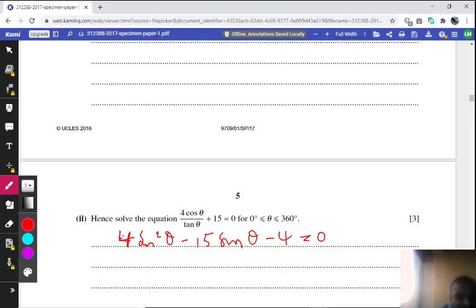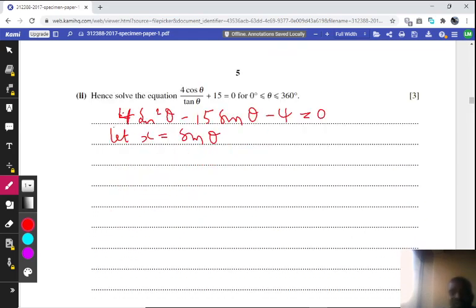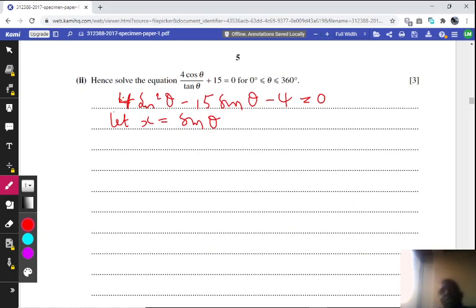Right, you can say let x equal sine theta, then you have the equation in x, not in sine theta. If it's difficult or confusing for you to solve this equation with sine theta, we are now replacing sine theta with x. So it will be 4x squared minus 15x minus 4 equals 0.